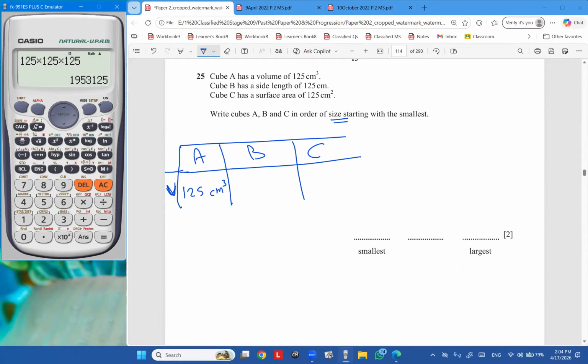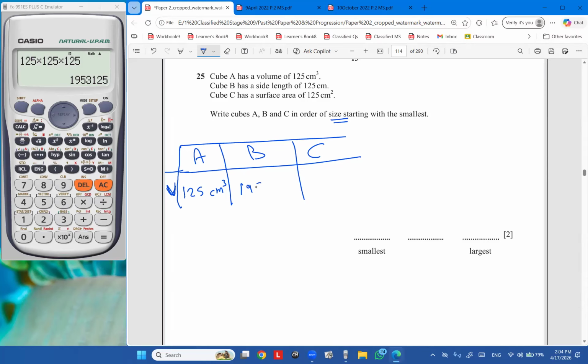No, you didn't actually make a mistake. So just to trust yourself, you've done side by side by side. You haven't made a mistake. 125 tripled, not tripled, to the power of 3 is going to give you 1953125 centimeters cubed. This is the volume of B. What about the volume of C?